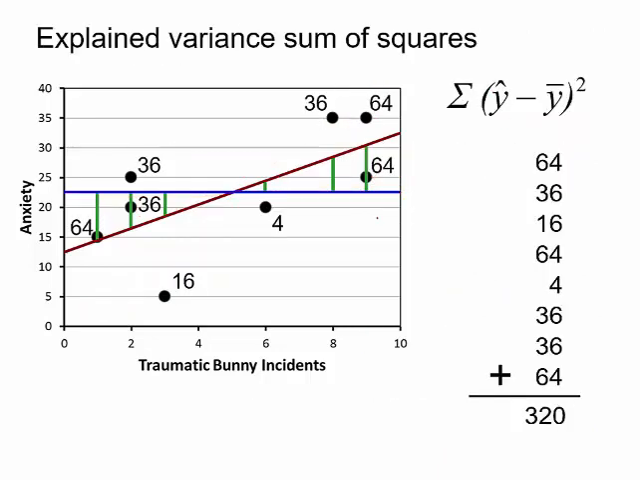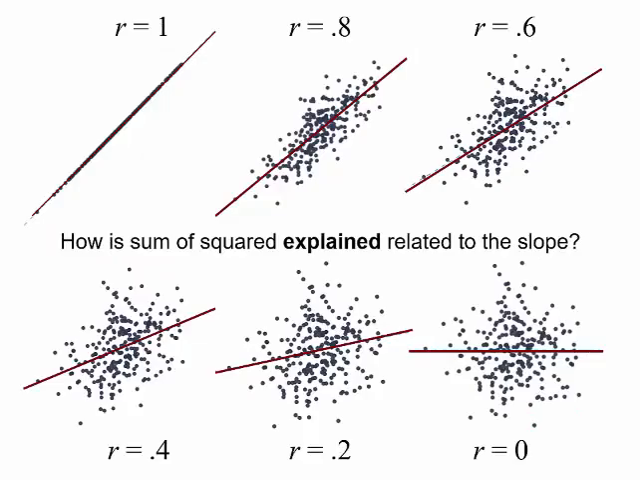So let's go ahead and calculate that for our example. For each person, I took their predicted score, which our red line gives, and subtracted from it the mean, the blue line. So it's the lengths of the green lines, from the red line to the blue line, and then I squared it. So I took that explained variance, squared it, and summed it up. So 64 plus 36 plus 36 and so forth. I add it all together, and I get an explained variance sum of squares of 320. So that's my explained variance sum of squares, 320.